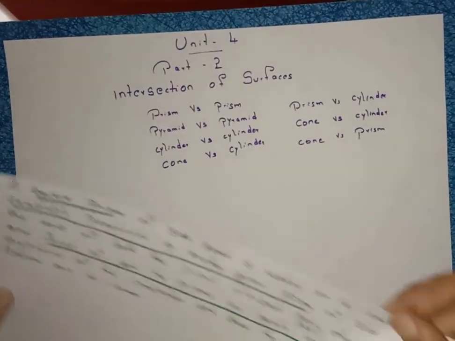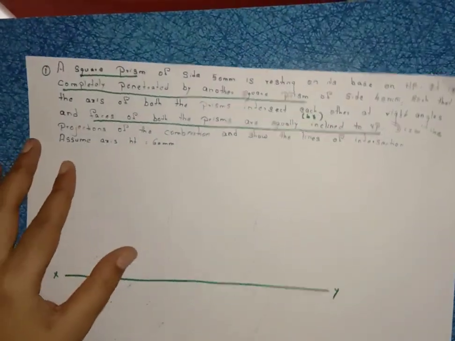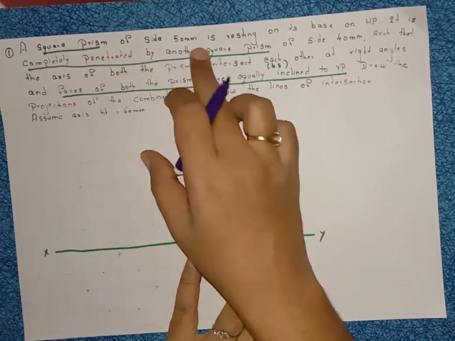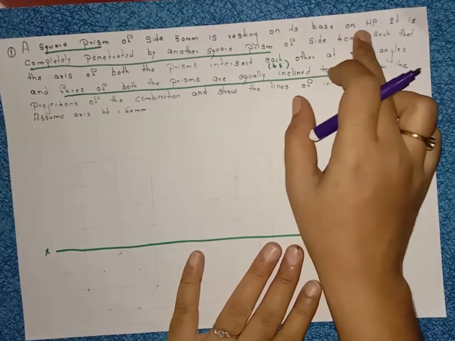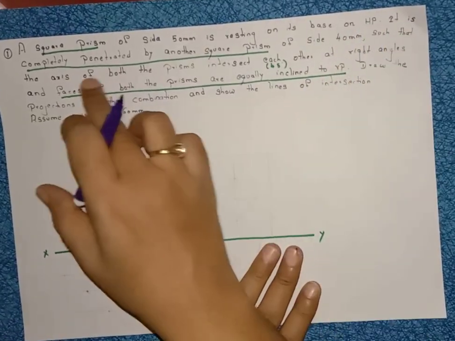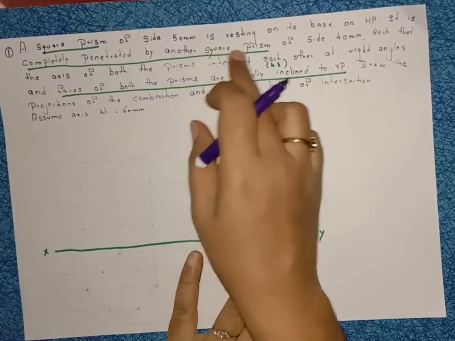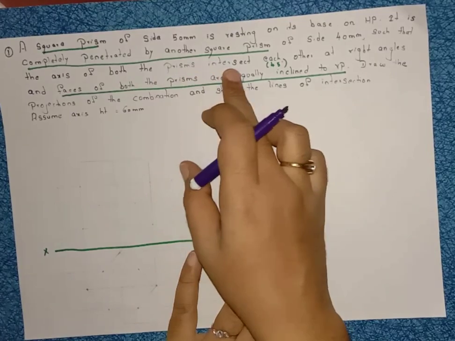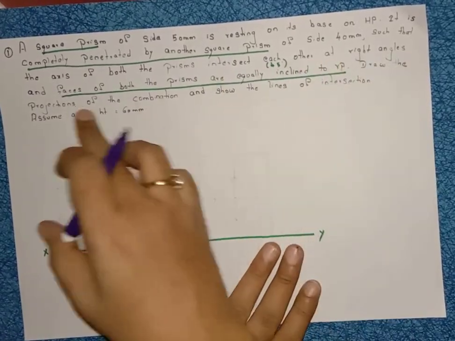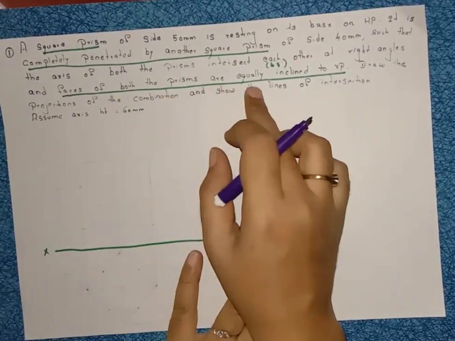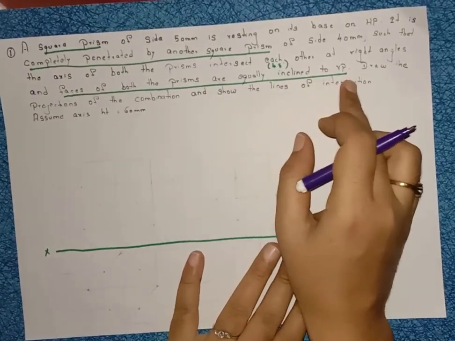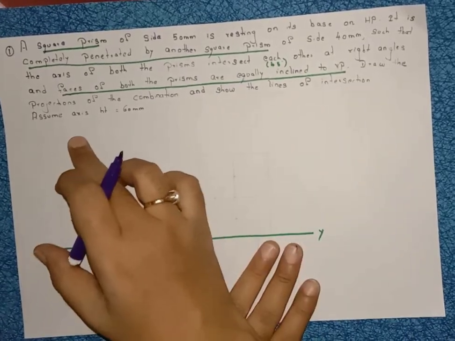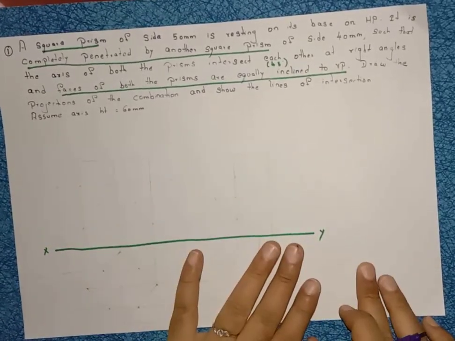If you see problem number 1, I am taking problem number 1. A square prism of side 50 mm is resting on its base on HP. It is completely penetrated by another square prism of side 40 mm such that the axes of both the prisms intersect each other at right angles and faces of both the prisms are equally inclined to VP. Draw the projections of the combination and show the lines of intersection. Assume axis height is 60 mm.